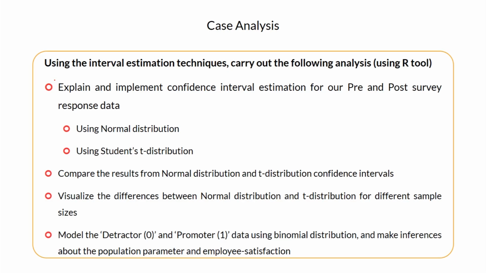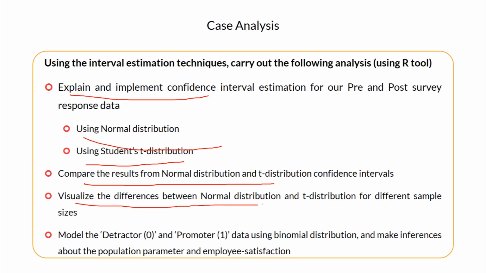Now that we have seen various approaches to sampling the data, let us start with confidence interval estimation. We'll explain and implement confidence interval estimations for our pre and post survey response data. For this, we'll use normal distribution with Z statistics and students T distribution with T statistics. We'll discuss the implementation in a detailed manner to explain the concept and also see the R implementation as well. We'll compare the T and Z values and also the resulting confidence intervals. We'll try to describe and explain the differences between both of these distributions and the implication for analysis. We'll also simulate normal distribution and students T distribution to understand the difference and its implications for confidence interval analysis.